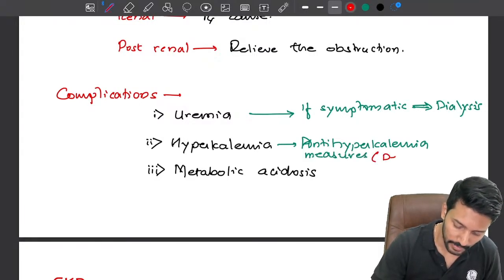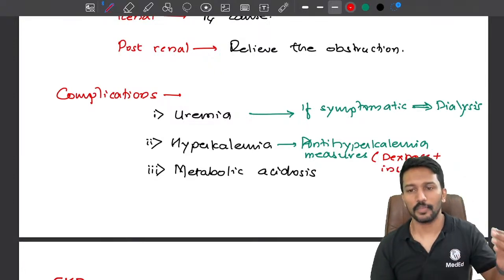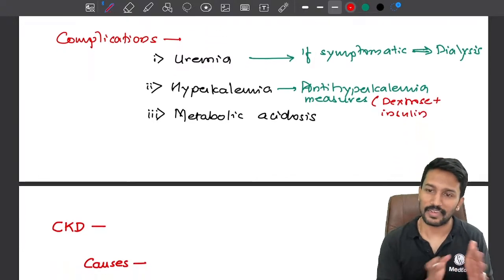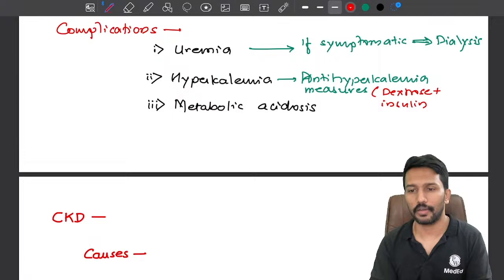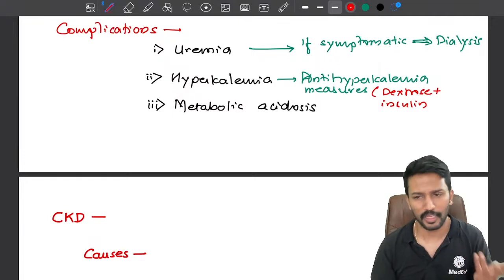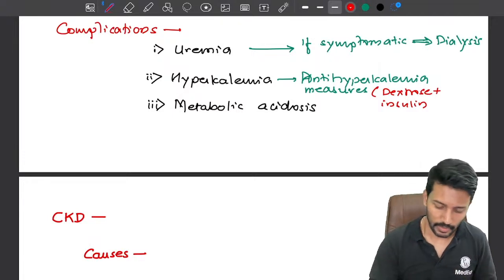You can give dextrose plus insulin. How will dextrose plus insulin work? Insulin will help us shift the potassium from extracellular to intracellular compartment. But because insulin can cause hypoglycemia, we might have to add dextrose. In a highly diabetic patient, you need not give dextrose. You can just give insulin, right?